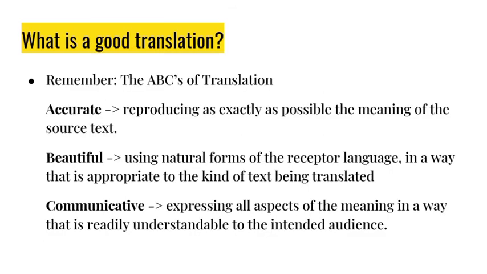What is a good translation? We can hold on to the ABCs of translation. A for accurate. It means reproducing as exactly as possible the meaning of the source text. B for beautiful, using natural forms of the receptor language in a way that is appropriate to the kind of text being translated. And C, communicative, expressing all aspects of the meaning in a way that is readily understandable to the intended audience.